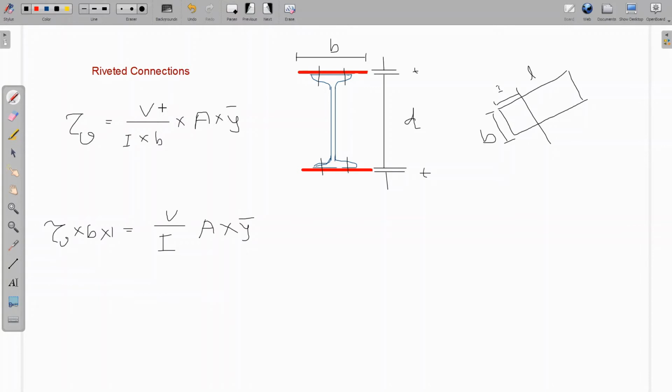Here, what is this V? This V is the vertical shear force that is acting on this. I is the moment of inertia of the full compound section, the total section. What is A into Y bar? This A into Y bar is the moment of area above the flange of the I section about the neutral axis.